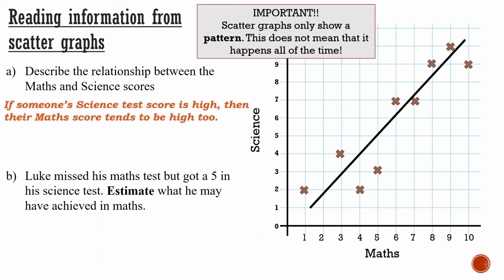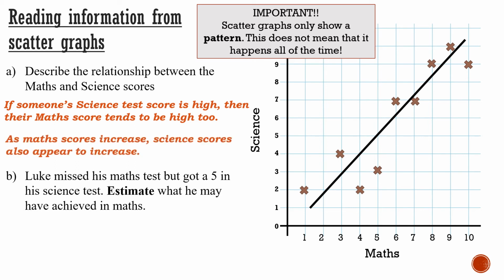If someone's science test score is high, then their maths score tends to be high. Or something like, as the maths scores increase, science scores also appear to increase, which is generally what's happening, isn't it? The higher your maths score, the higher your science score. But I just want to highlight what I put in the box at the top.